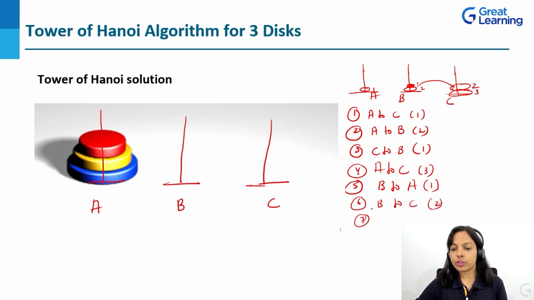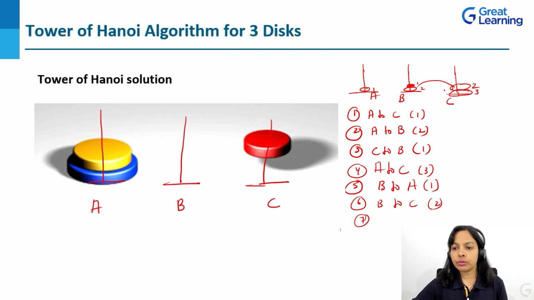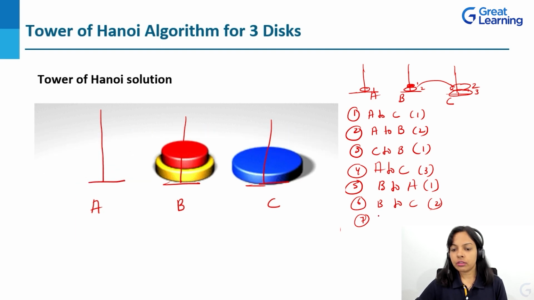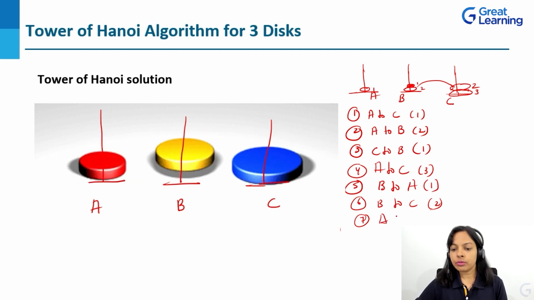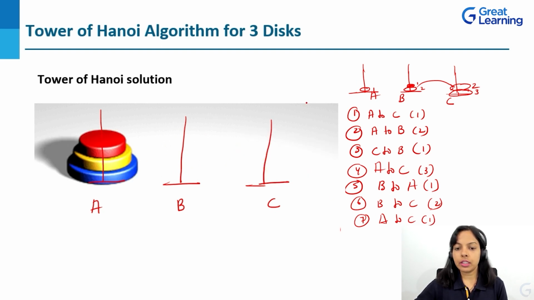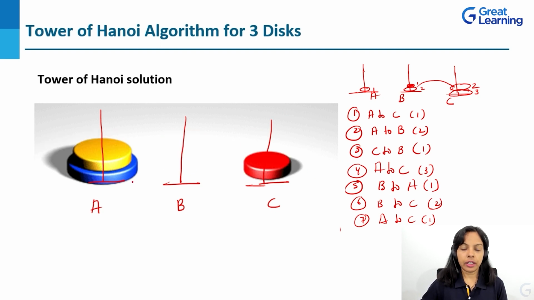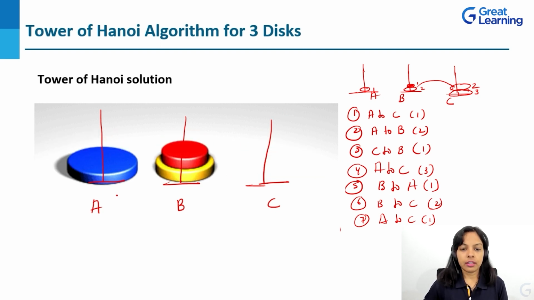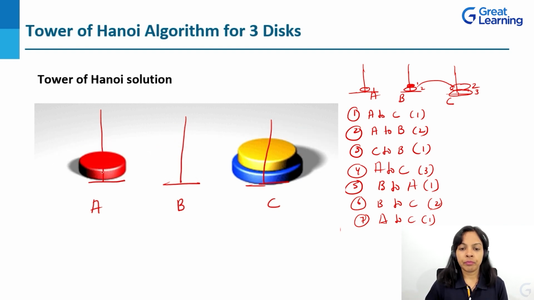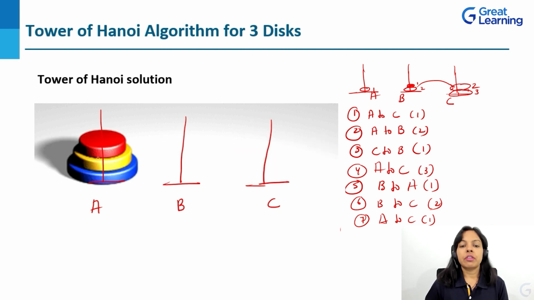And then lastly, you have to shift from A to C, the smallest one. So A to C will be shifting the smallest one. So this is how we will shift the complete 3 disks from tower A to tower C. You can see in this GIF also it is very clearly depicted how the shifting is being done, right? So the number of steps involved here is 7.